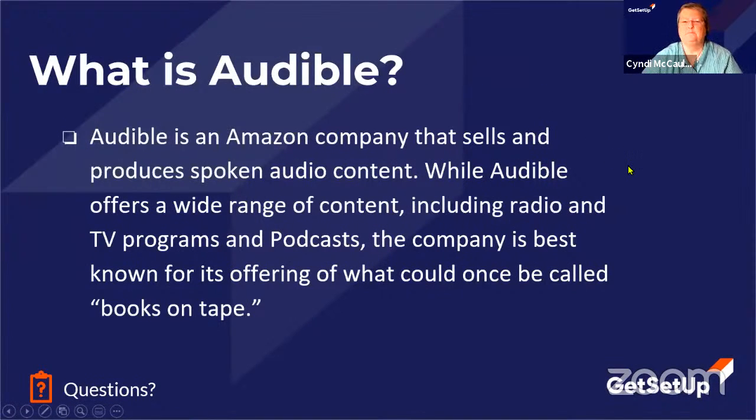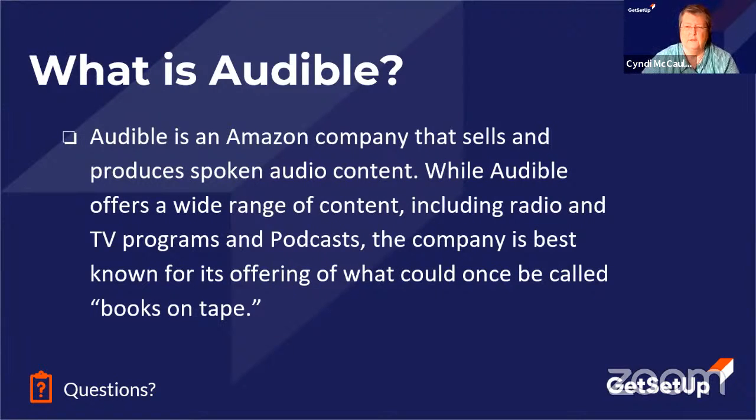What is Audible? Audible is actually owned by Amazon, and it's a company that sells and produces spoken audio content, podcasts, books, radio and TV programs. It's basically best known for what we used to call books on tape. You know, back when they first started doing this, we could get books on tape and play them. Then they went to CDs and we can play them. And now everything with Audible is you can put it on your phone, your tablet, even listen to it on your computer if you so desire. So that's what Audible is. It's owned by Amazon, but if you have a Prime membership with Amazon, that does not include Audible.